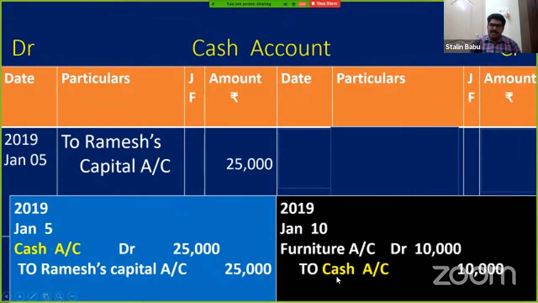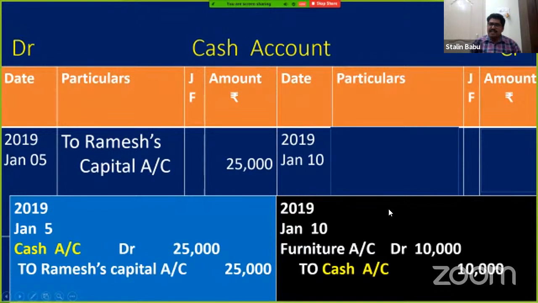See whether cash account is debited or credited. Here cash account is credited. So we have to post on the credit side. What is the date of the transaction? January 10th. So in the particulars column, we are writing on the credit side.